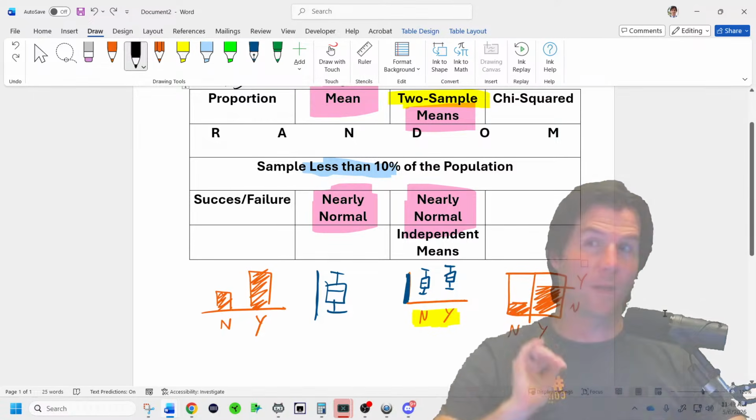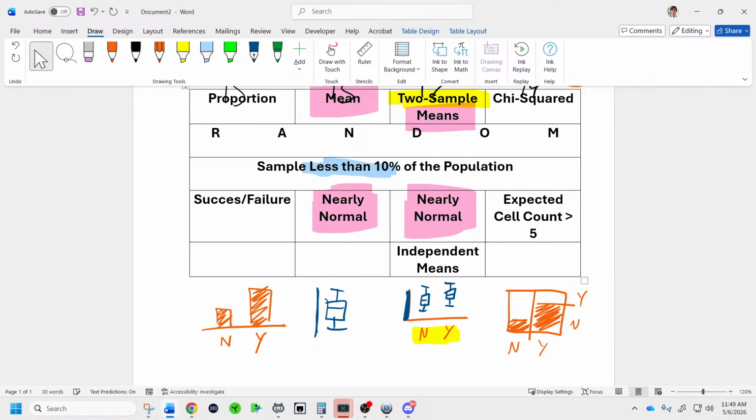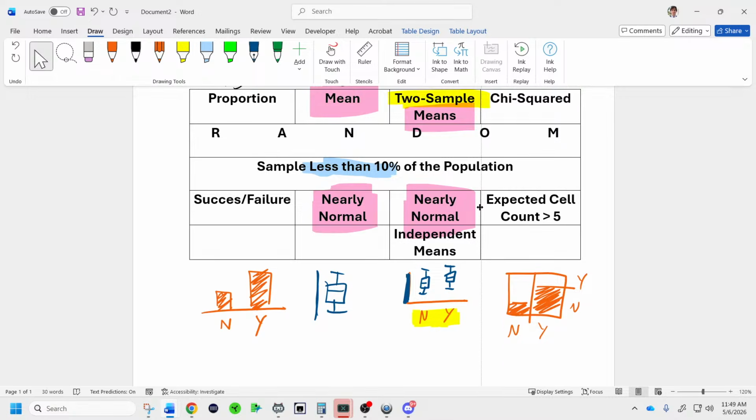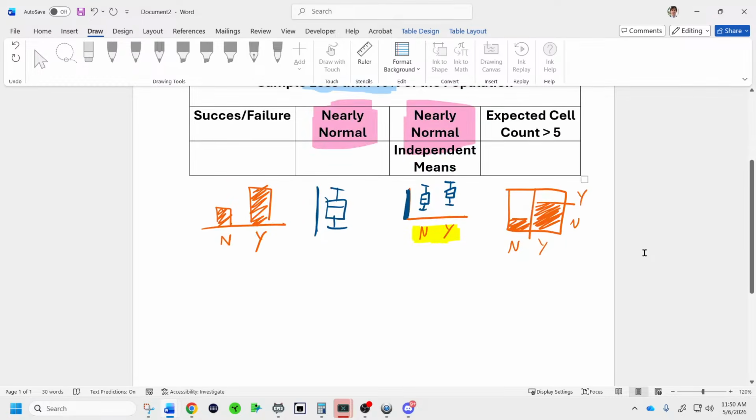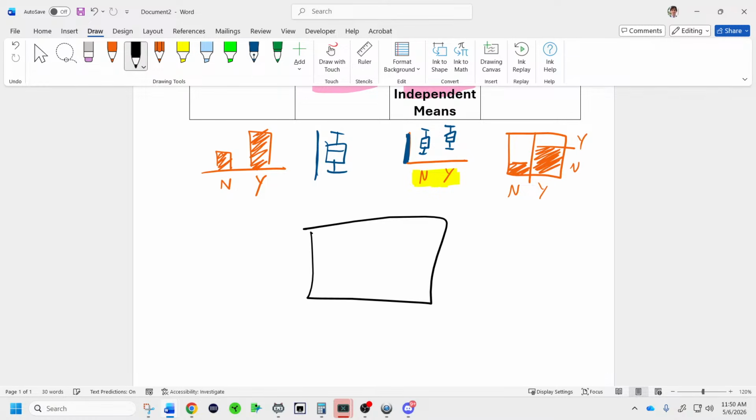Okay, so now we have the last one here, the chi-squared test of independence. And the chi-squared test of independence has with it expected cell count. Look at that. Perfect. Expected cell count is greater than 5. And so when you go do the expected cell counts, they are going to be row total times column total over grand total. And you are given that formula.